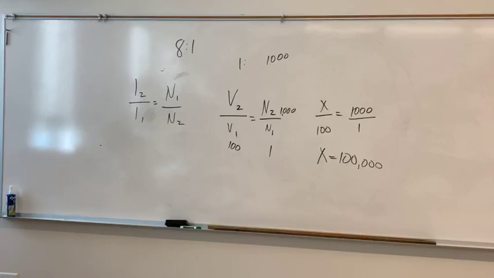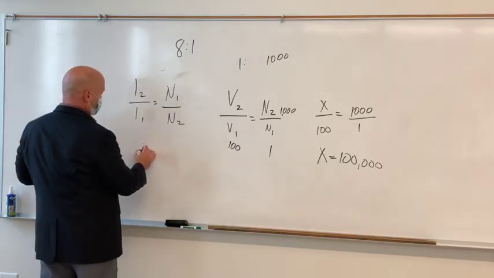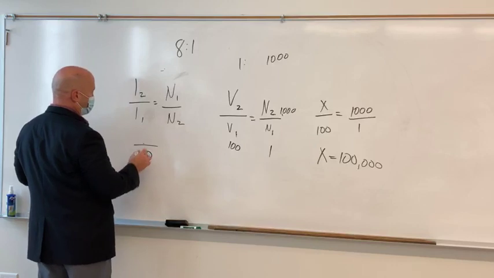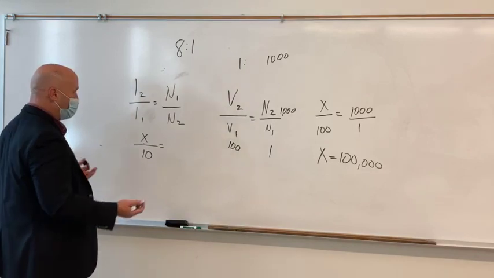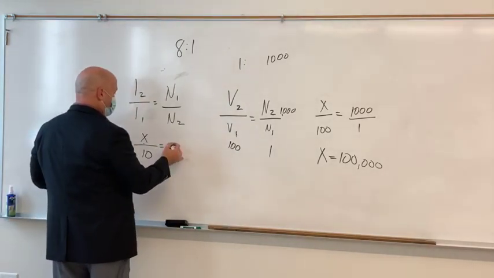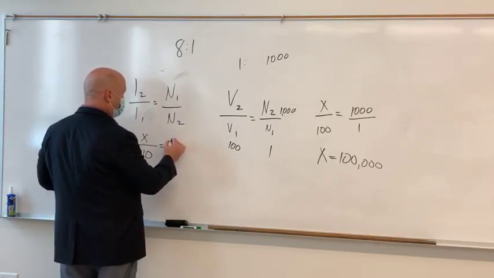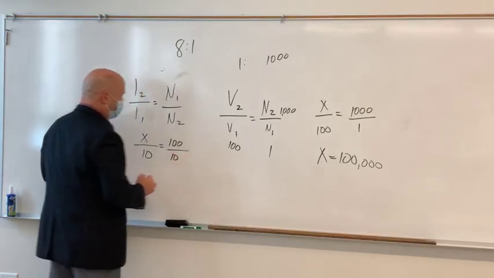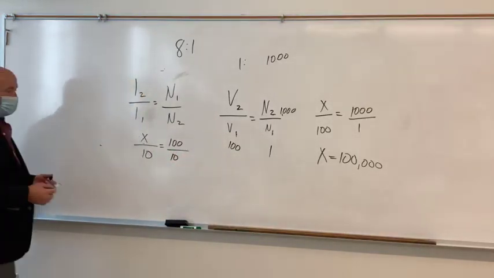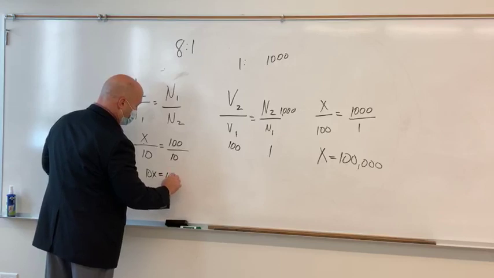Secondary, primary, secondary. So let's do this. Let's say we have 10 amps on the primary side. We don't know what we're going to have on the secondary side. Now we're going to go to our step down. We've got 10 amps, and the number of turns on the primary side, we'll say, is 100. The number of turns on the secondary side, we'll say, is 10. So how do we work this? Again, we're going to cross multiply, so we get 10x is equal to 1,000.